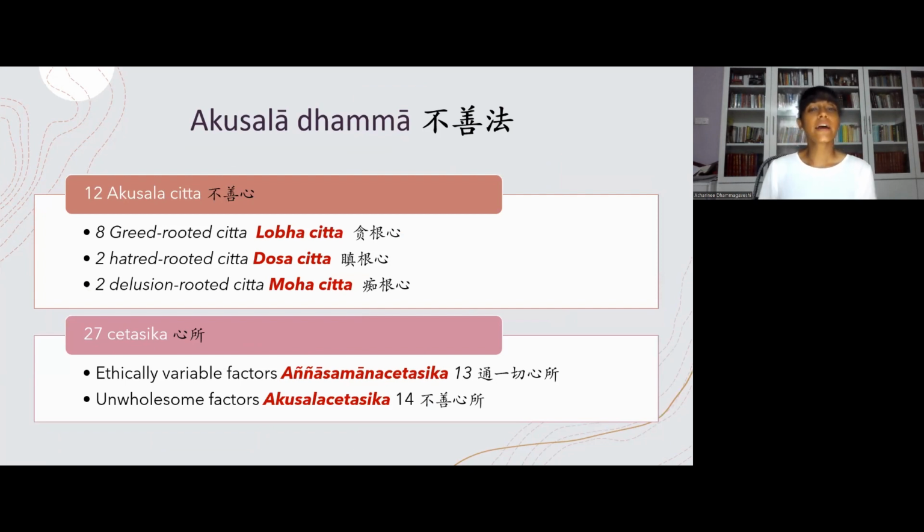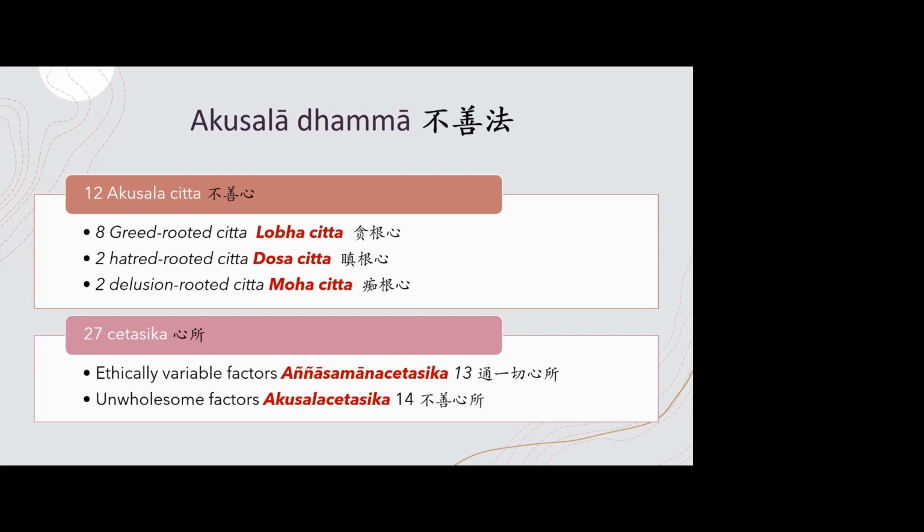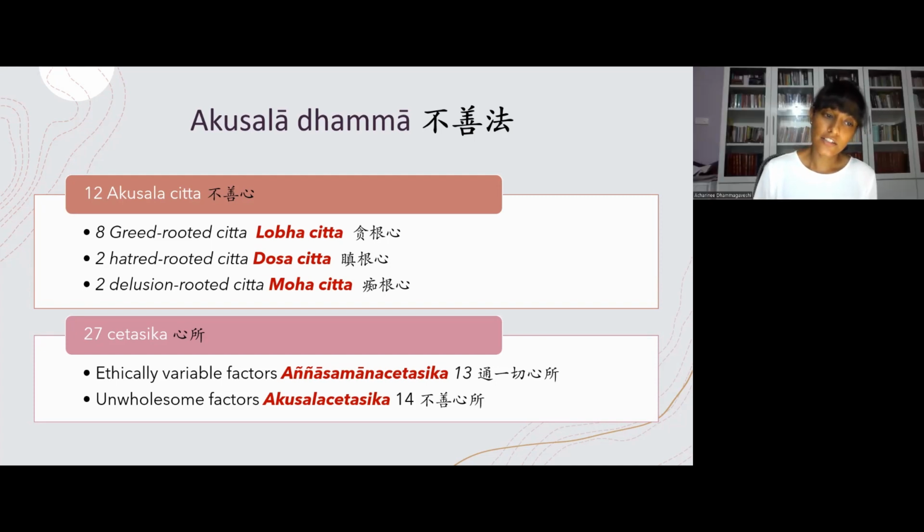Now, looking at akusala dhamma, the contents of it. We have the 12 akusala chitta: the 8 lobha chitta, greed-rooted chitta, the 2 dosa chitta, hatred-rooted chitta, and 2 moha chitta, delusion-rooted chitta. Together with these chitta are the associated cetasika, or the mental factors, and we have 27 in total. These are the 13 anya samana cetasika, the ethically variable factors, and the 14 akusala cetasika, the unwholesome factors.